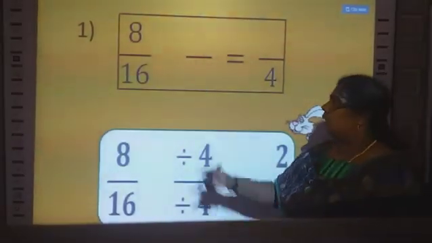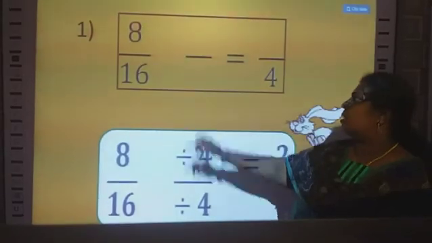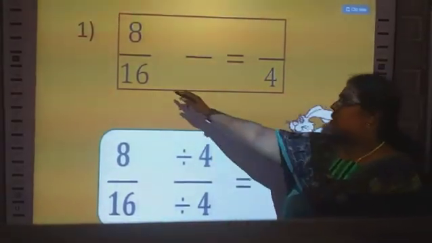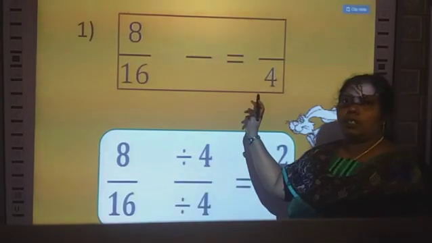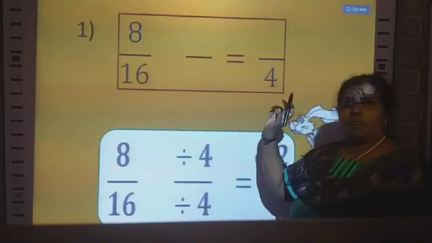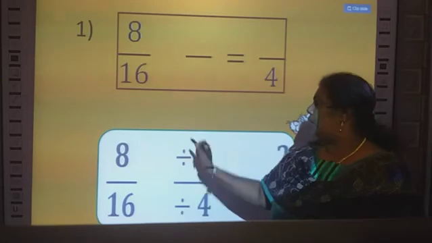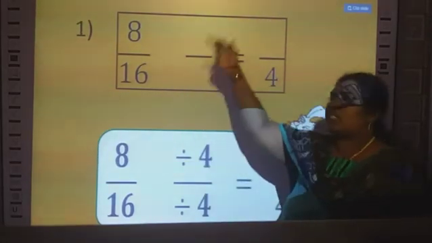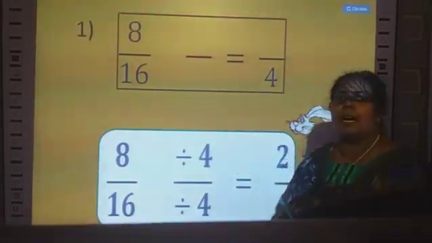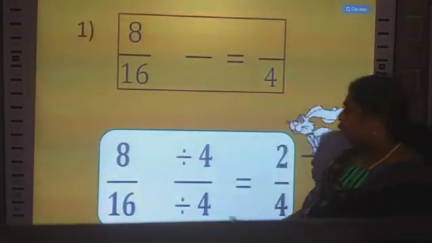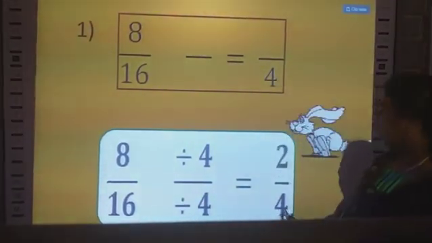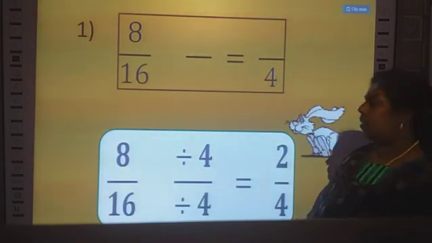So here, division: 8 by 16. 8 by 16 means, 16, here 4 is the denominator value. So which table did they use? Fourth table, right? Yes. If you divide the denominator by 4, for the numerator also you have to divide it by 4. That means 8 divided by 4 equal to what? 2. Then 16 divided by 4 equal to what? 4, right? Yes.